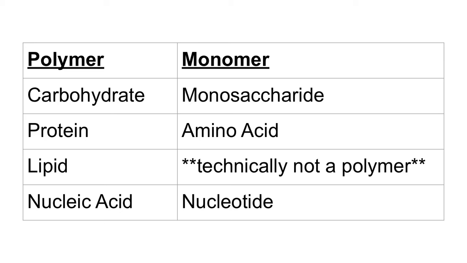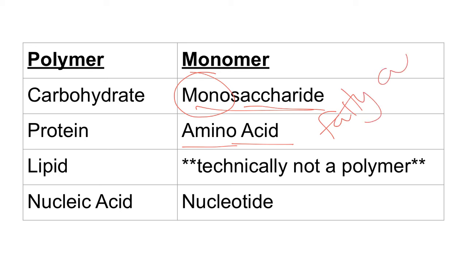Well, for carbohydrates, it's monosaccharide. Mono means one, and saccharide actually means sugar. So carbohydrates are made up of one sugar repeated over and over. So the monomer of a carbohydrate is a monosaccharide. The monomer of a protein is called an amino acid. Lipids technically do not have a polymer, but they are made up of fatty acids and glycerol.